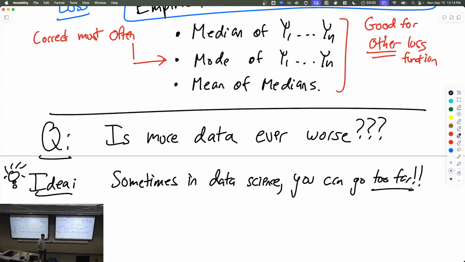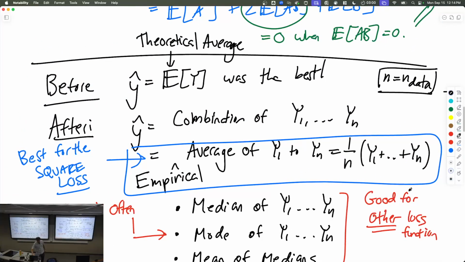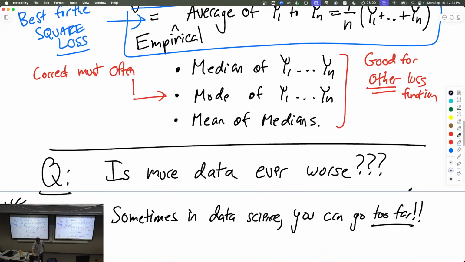And in fact, is more data ever worse? If more data was worse, you could figure out how much is the optimal amount of data, and then you could delete the new data, right? If you were smart enough and more data was worse, you could just delete some of the data. You're allowed to do that. You can say my y1 to yn, step 1, delete all the data past n equals 10, then do whatever you were going to do. So is more data ever worse?